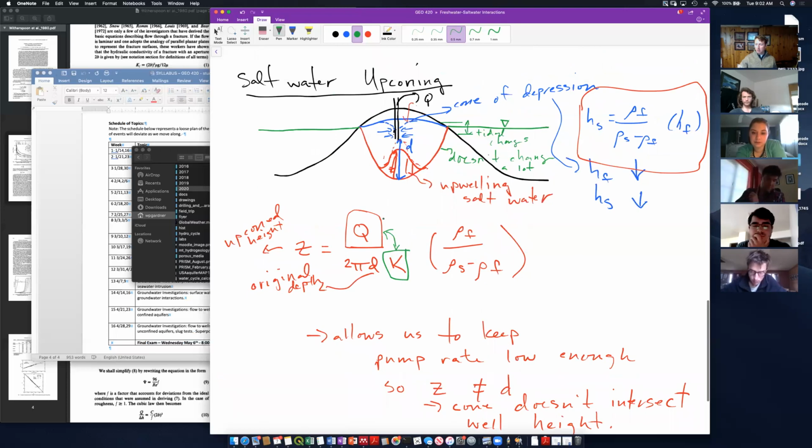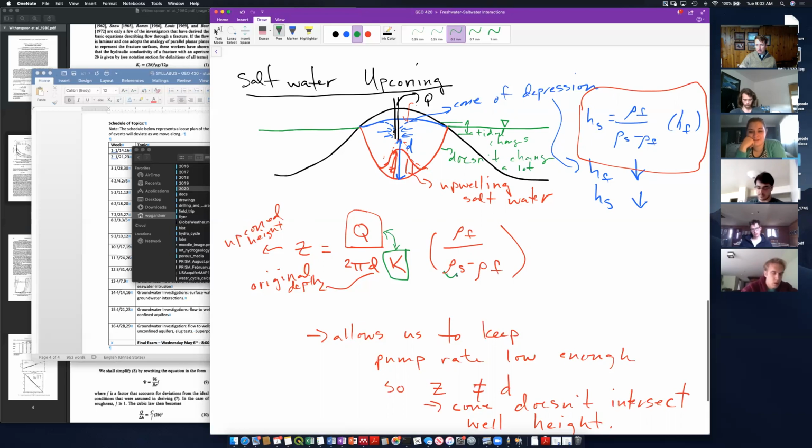All right, any other questions on saltwater, freshwater interactions? Is density sub S the density of the salt water or the density of the sediment? This is saltwater. Okay.